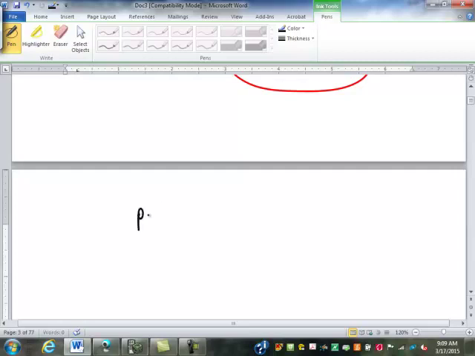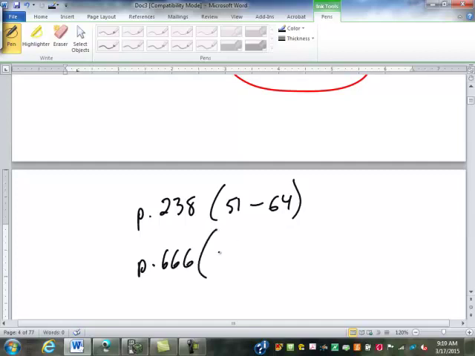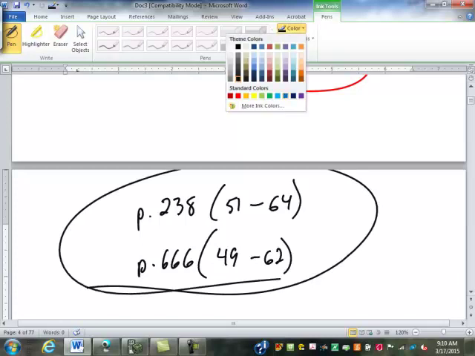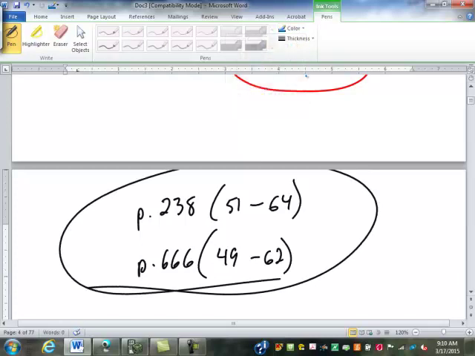So in that packet I gave you, on page 238, you should be able to do 51 through 64. And on page 266 in that packet, 49 through 62. 266. Sorry about that. I don't know where that came from. There you go.